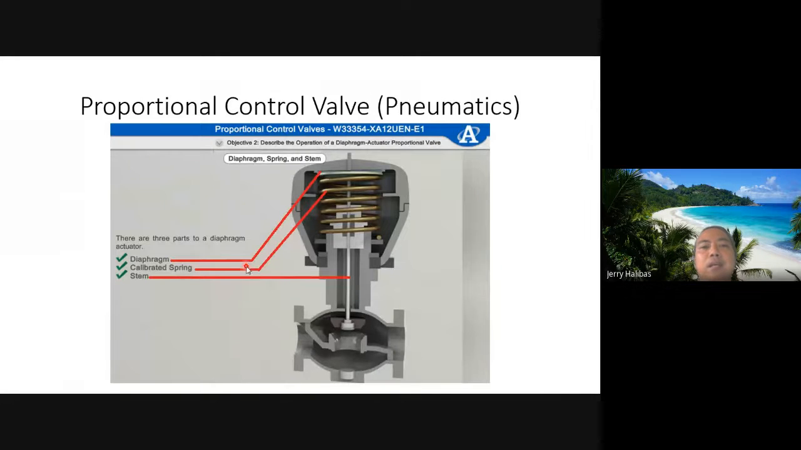Okay, so these are also known as diaphragm actuator proportional valves. Usually most of the pneumatic control valves are diaphragm actuated. So these are the three important parts: the diaphragm, the spring, and the stem.